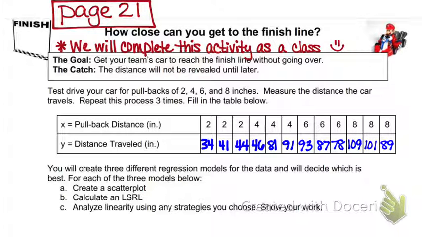What was our response variable? Distance traveled. Now we're going to enter those values. So we had 34, 41, 44, 46, 81, 91, 93, 87, 78, 109, 101, and 89. Let me double check.